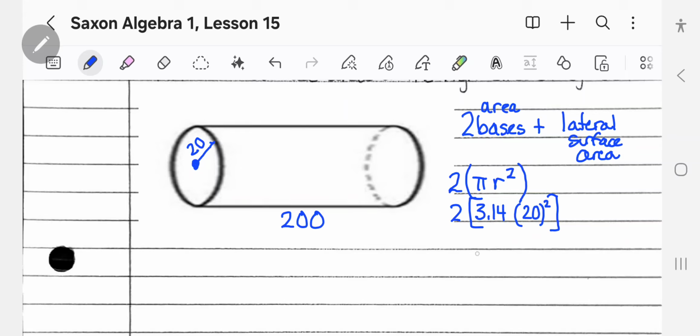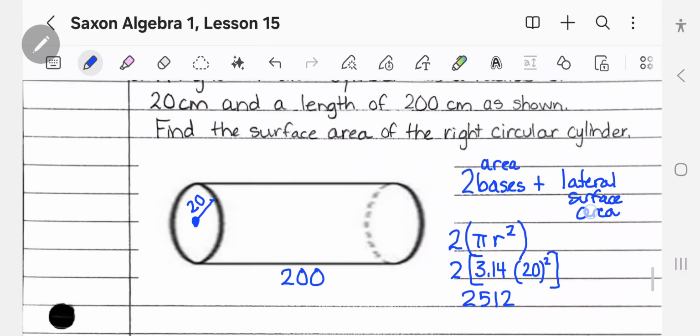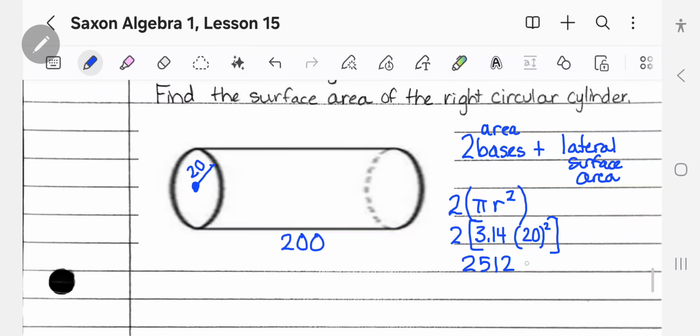When you multiply those together, you get 2,512, and that is area, and we are dealing with centimeters, so that is centimeters squared. Now, I was looking at the solutions manual, and it gives you two different answers. It gives you one in terms of pi, where they didn't approximate pi, and then a final answer where they did use 3.14 as an approximation for pi. So don't let that confuse you. Two different ways of listing the answer.